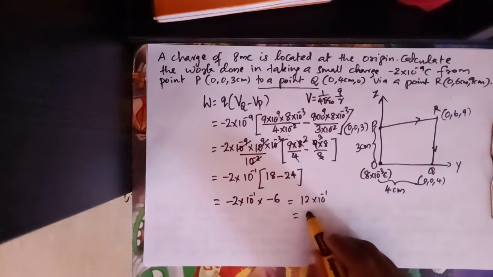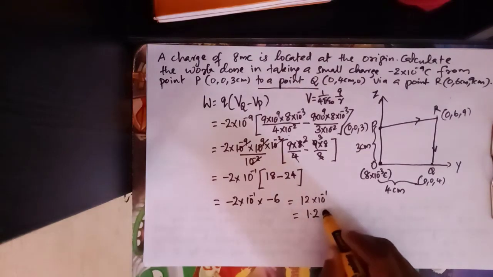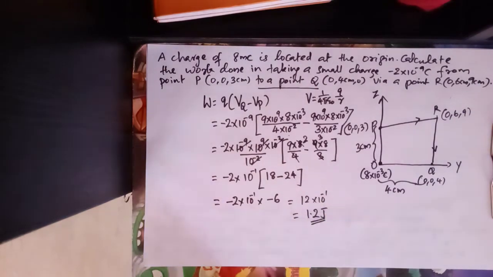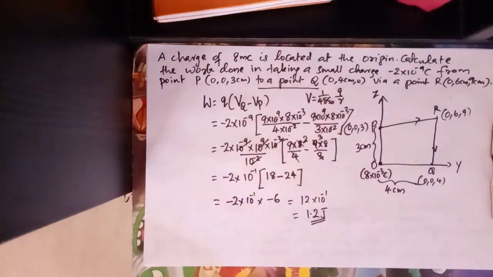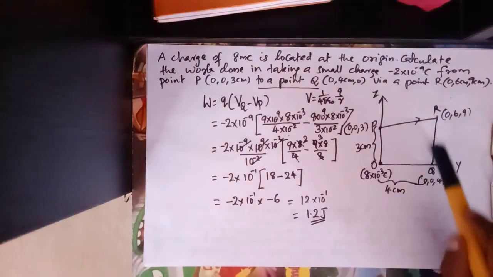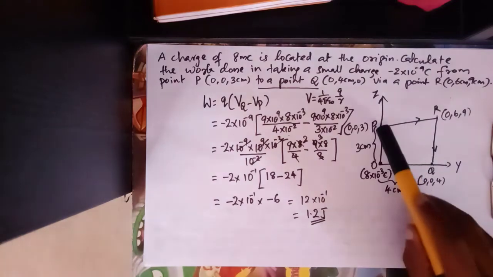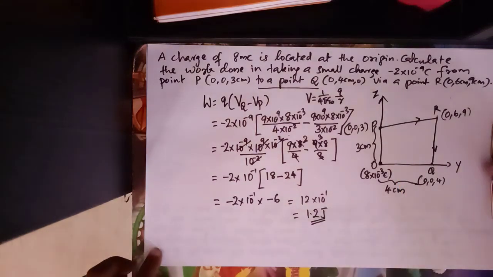What will be the answer? It is 1.2. Work done is joule. This is the work done. Okay. So we have got. So the work done does not depend on the path. It depends only on the initial position and the final position. Okay.